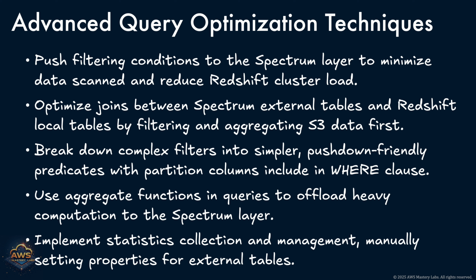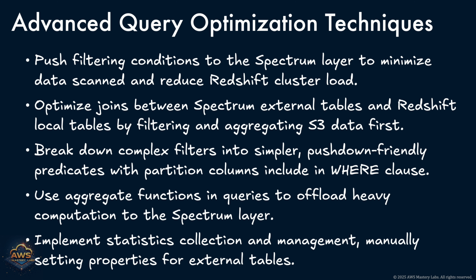Join optimization is another crucial area. When joining Spectrum external tables with local Redshift tables, always try to filter and aggregate the external S3 data before the join. This reduces the amount of data that needs to be moved and processed by your Redshift cluster. Using compatible distribution and sort keys can also help enable more efficient merge joins, minimizing data shuffling and improving overall performance. Aggregation pushdown is a powerful strategy as well.